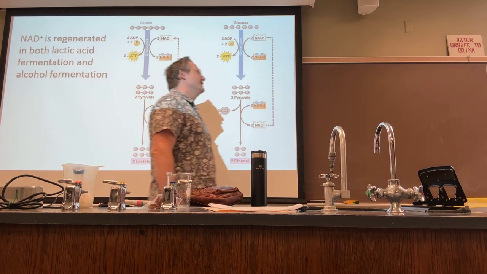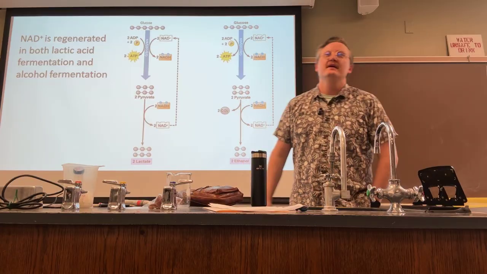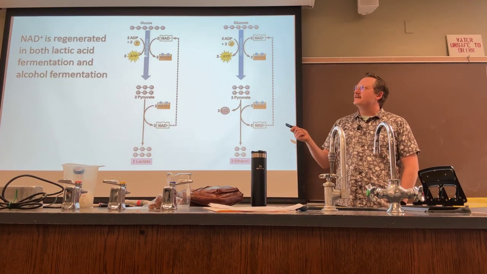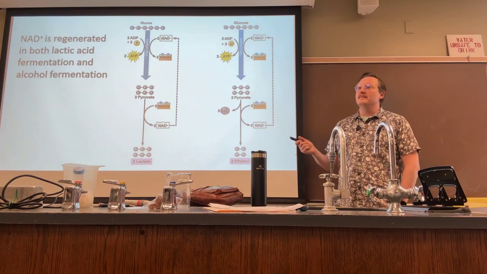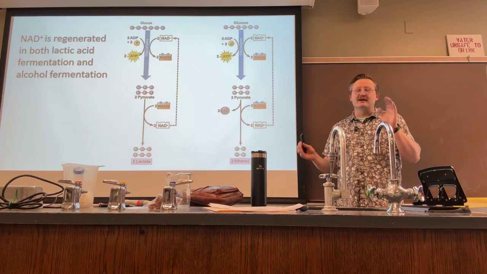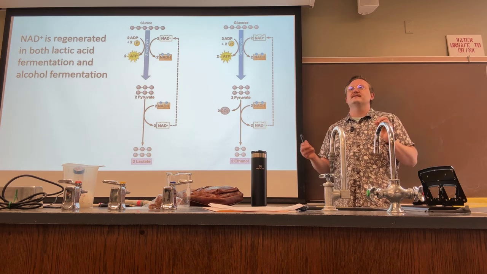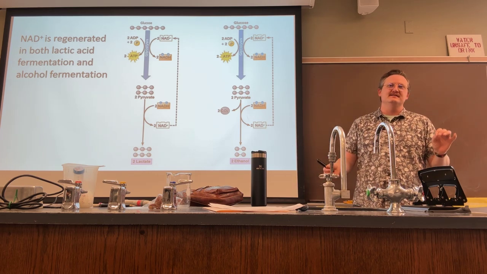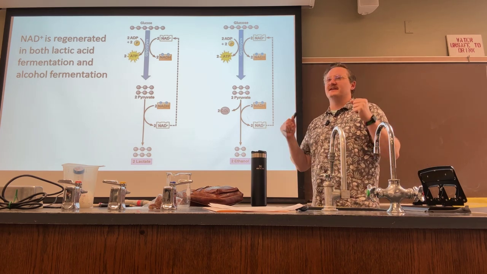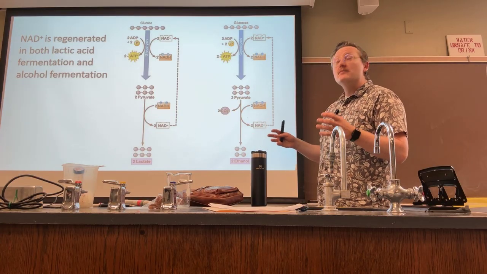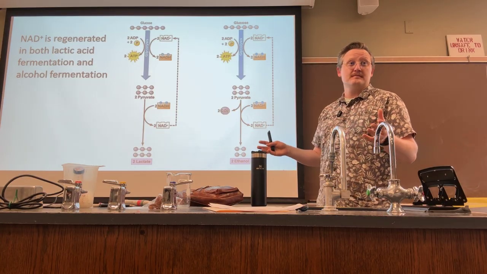So here's what's going on, okay? I've told you before how you get a little bit of ATP from glycolysis. You get a little bit of ATP from substrate level phosphorylation. Fermentation is sort of a last-ditch effort to try to get more ATP, all right?